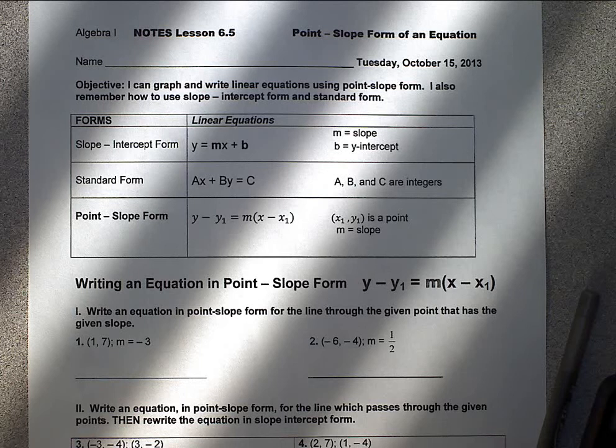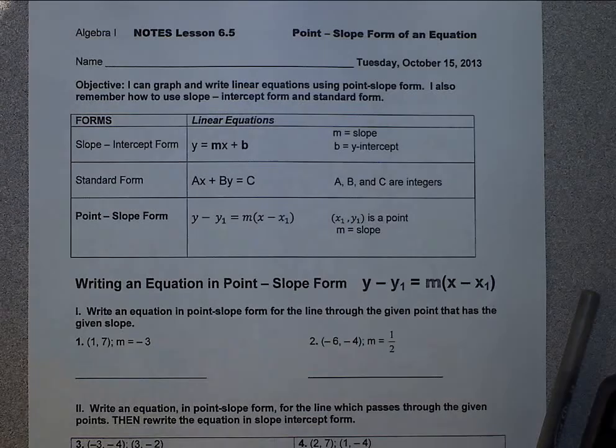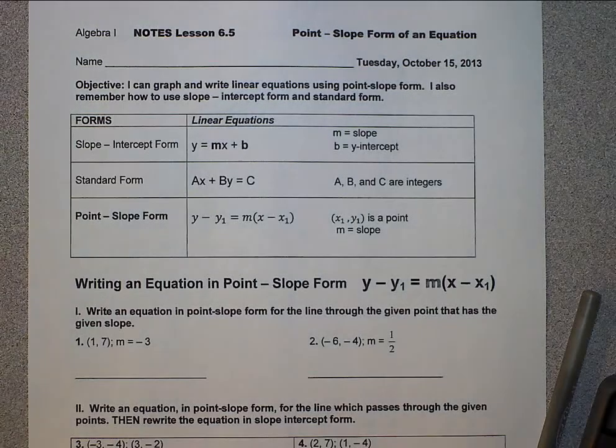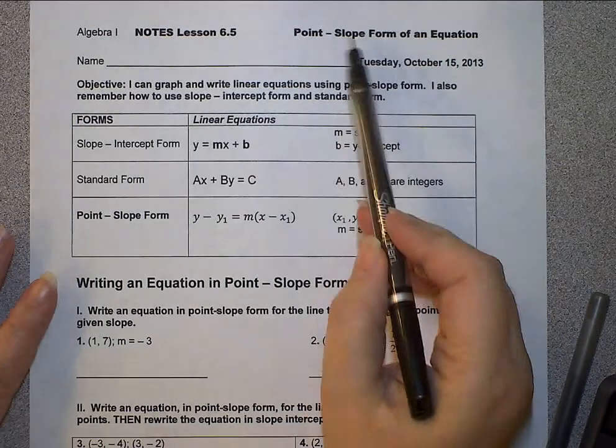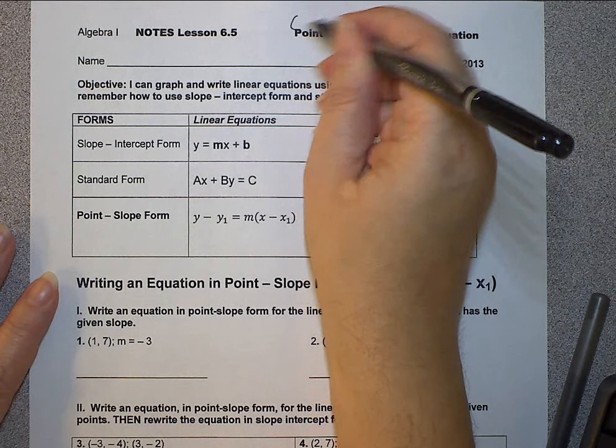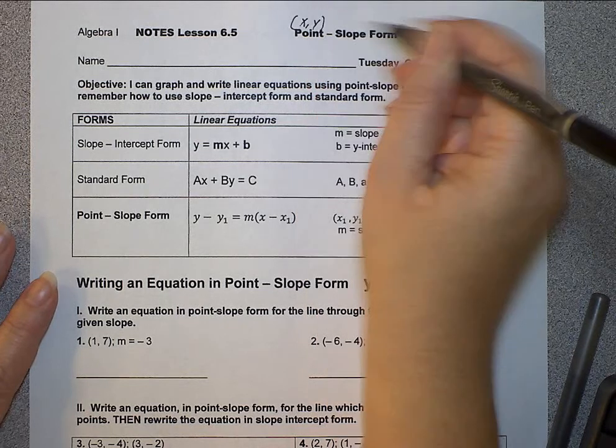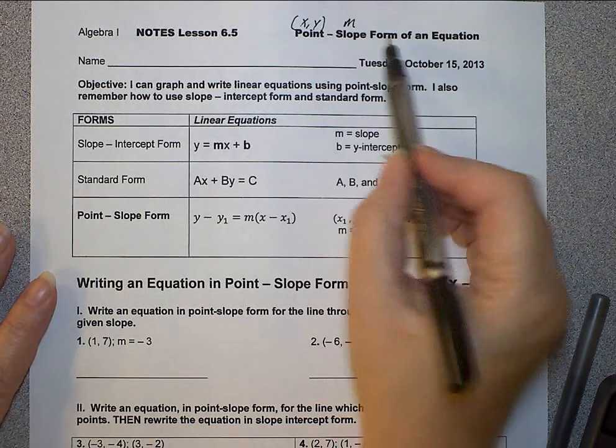Today we have 6-5. So today we're doing 6-5, which is your point. That's given a point, x, y, and your slope, m. So point slope form equation.